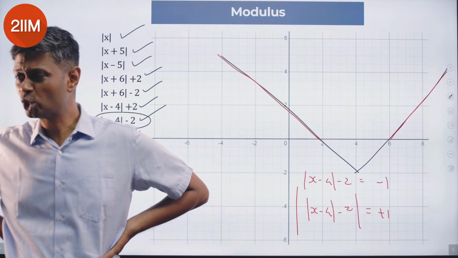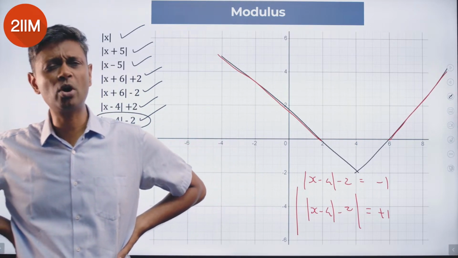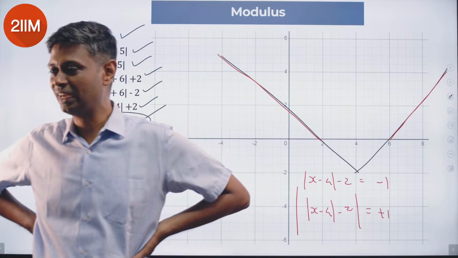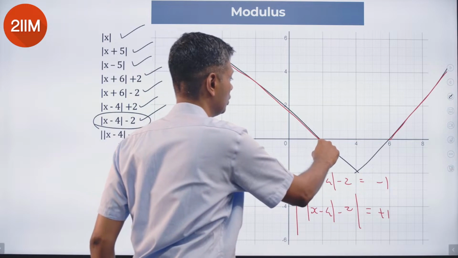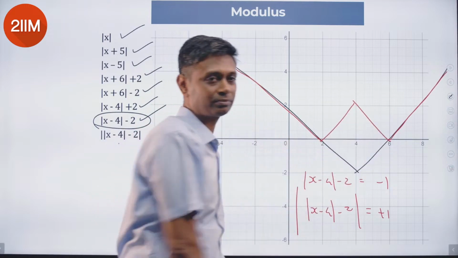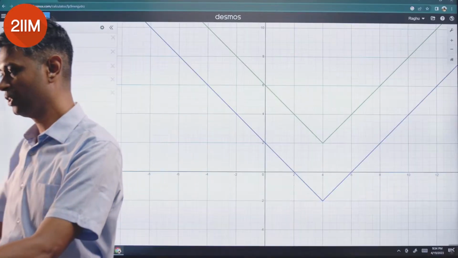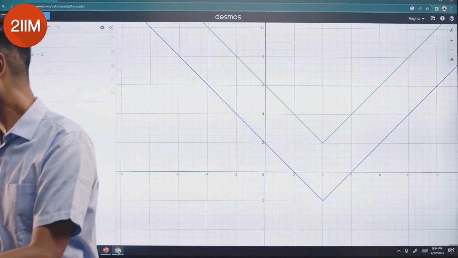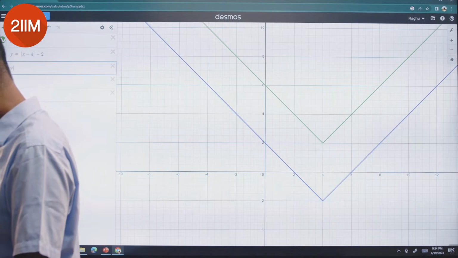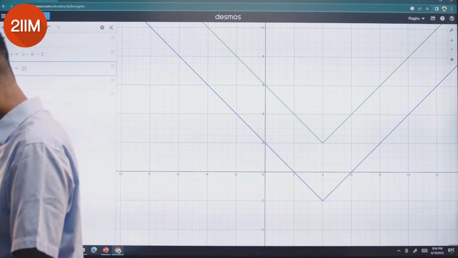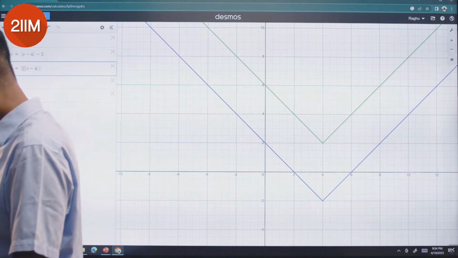Up and down both. Shaksham Rajput says Risha Kumari is spot on. That's the letter we are looking for. We will get a W. We have a shape. I'm going to go to Desmos and see if we can draw this. Y equals modulus of x minus 4 minus 1.